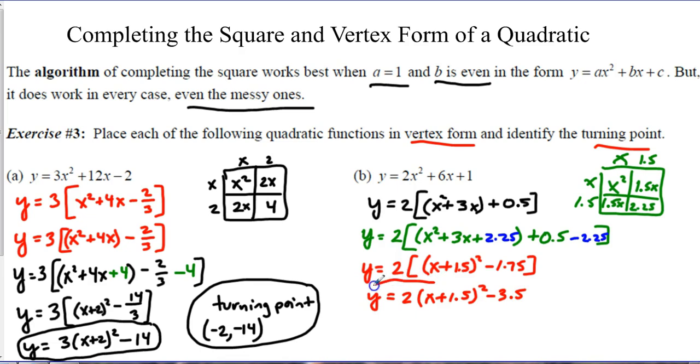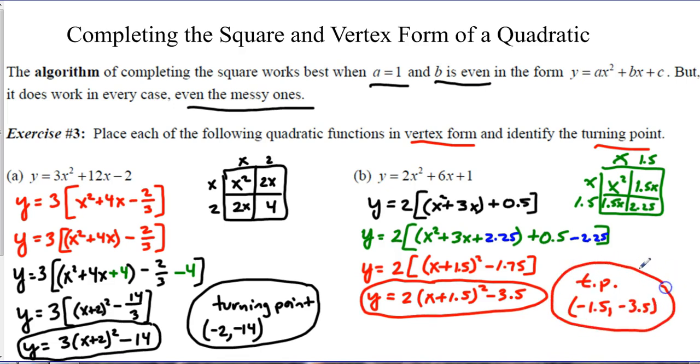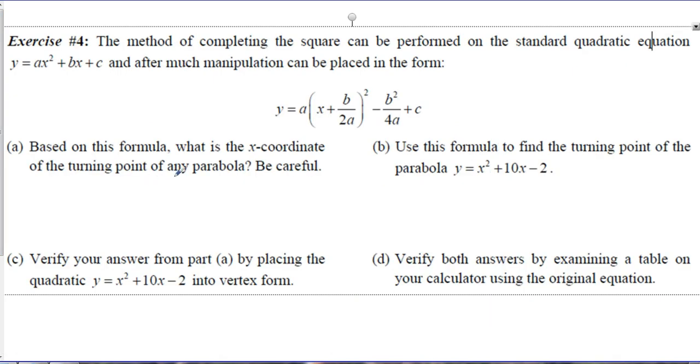Now I should be able to identify my turning point. So I'll just abbreviate here, turning point, negative 1.5, comma, negative 3.5. All right, so now we get into this example. I'd like to see if you can get as far as you can with this example and then play the recording when you need some feedback.